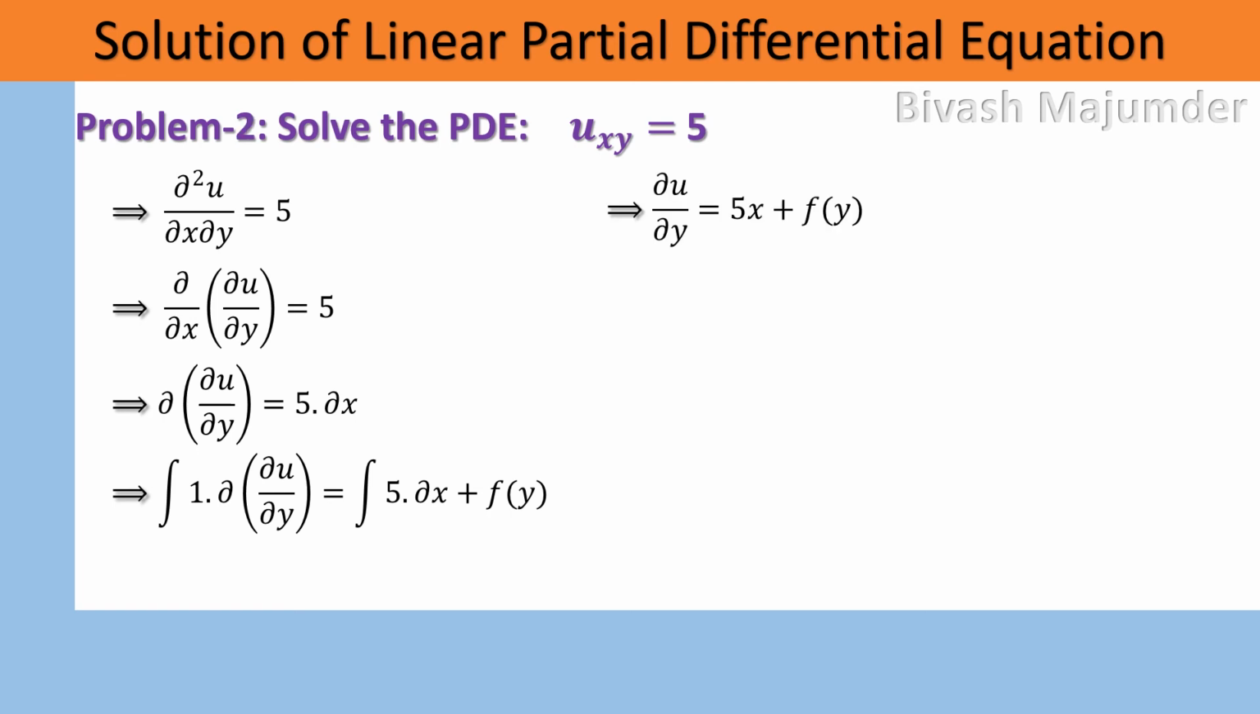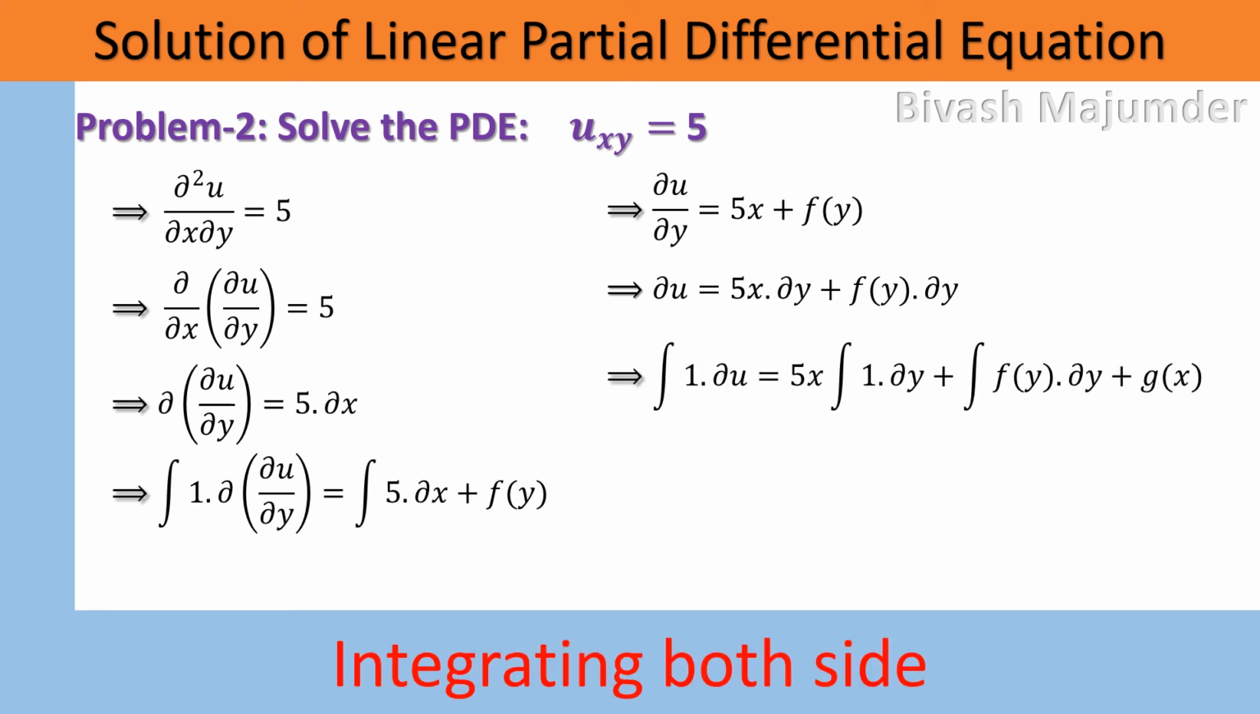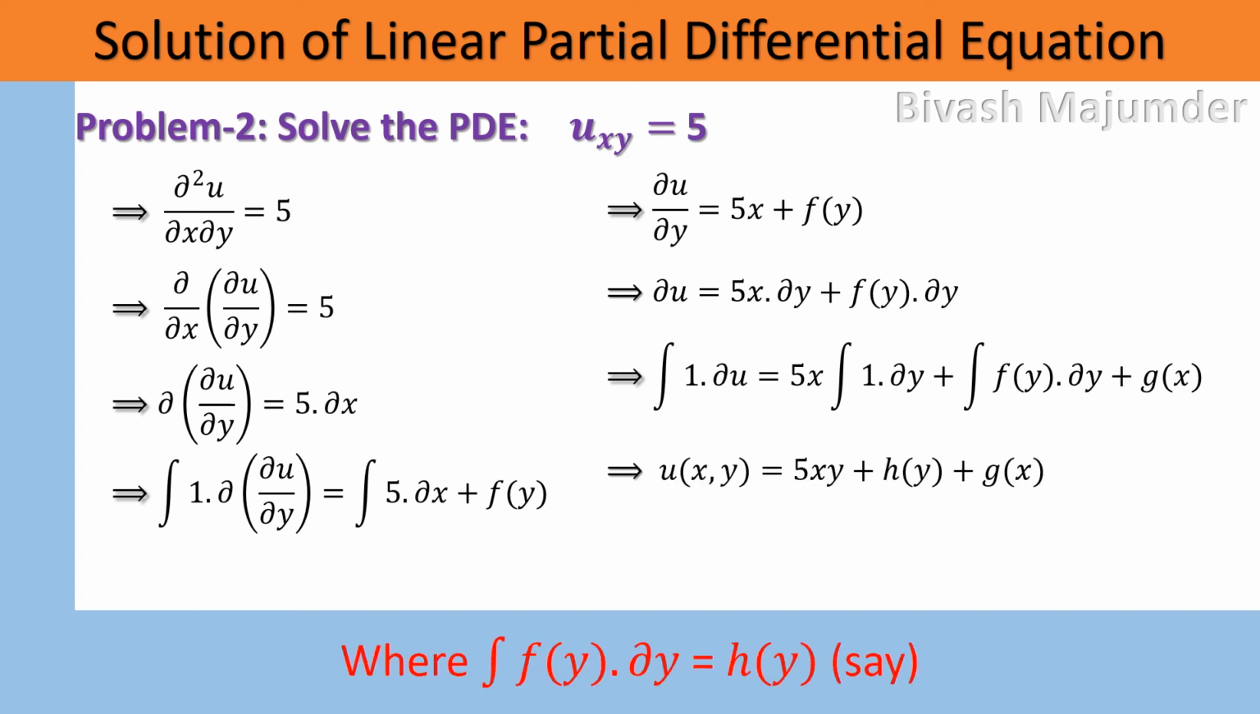we get ∂u/∂y equals 5x plus f of y, where ∂u equals 5x times ∂y plus f of y times ∂y. Again, integrating both sides, we get the solution in the form u(x,y) equals 5xy plus h of y plus g of x.